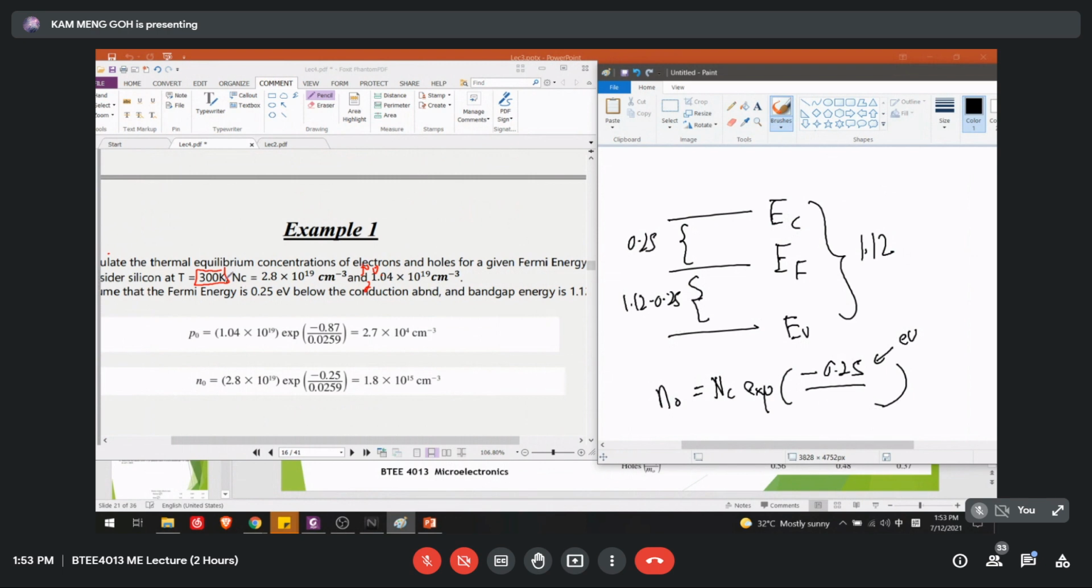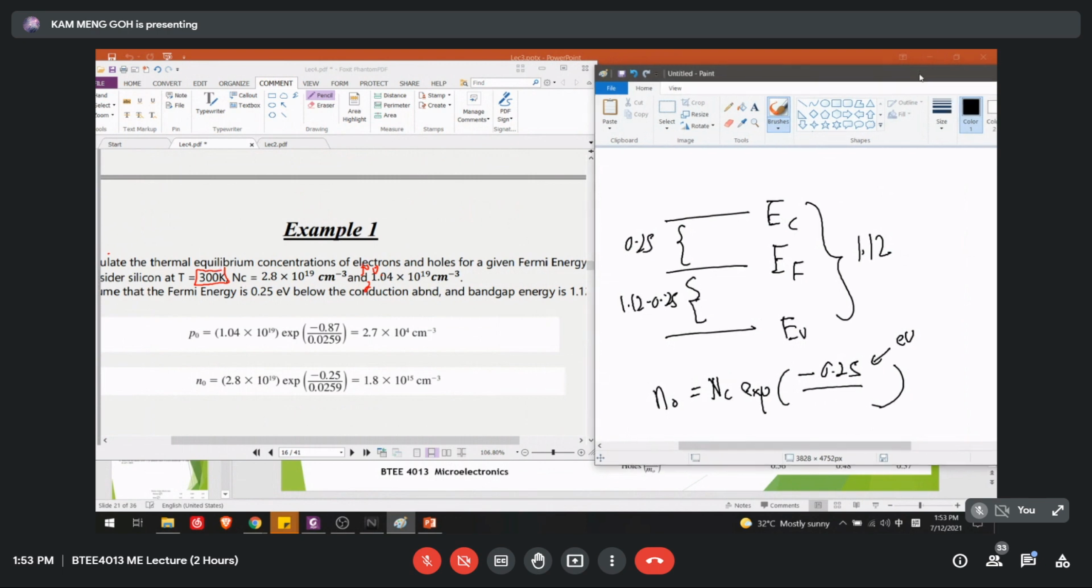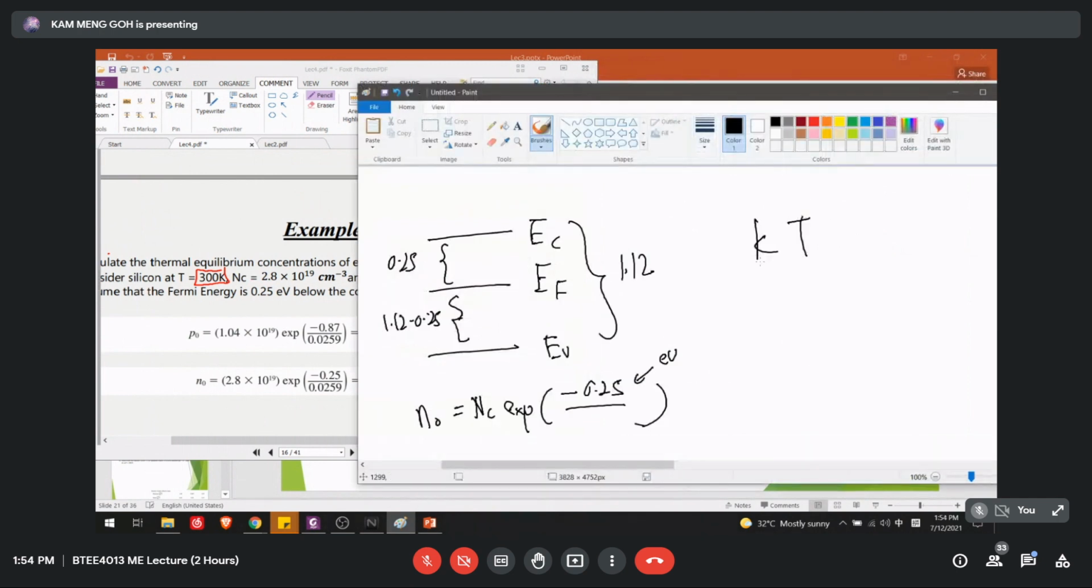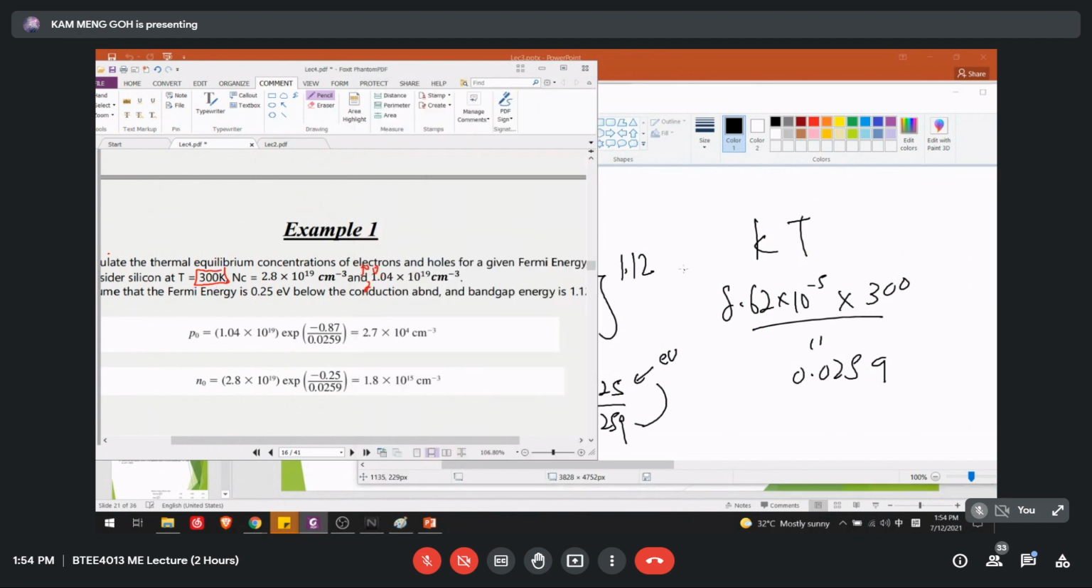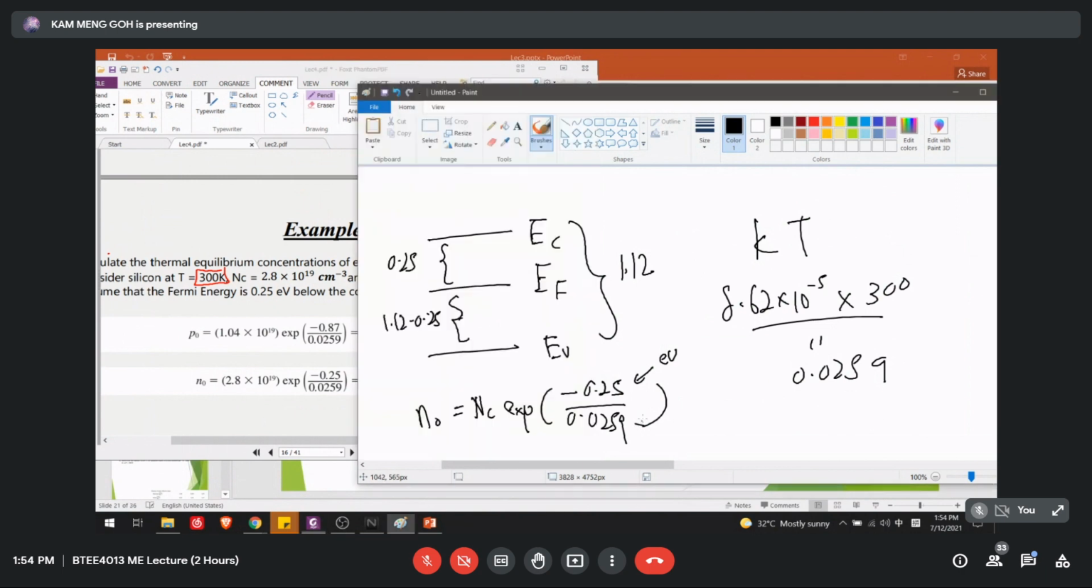But one fun thing to know is 300K. So this is 300K, but we are using kT, so k must be in eV form, 8.62 times 10 to the power of negative 5 multiplied by 300. So this value is always equal to 0.0259. So we just need to hunt down 0.0259 every time you are looking at T equal to 300K. But if your T changes to, let's say, 500K, this value must be changed.